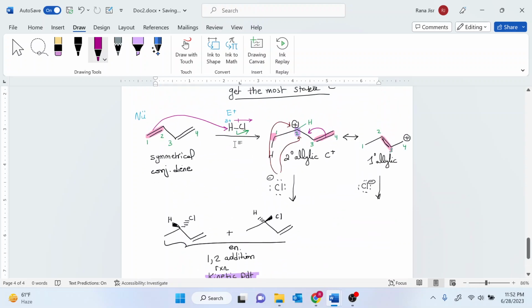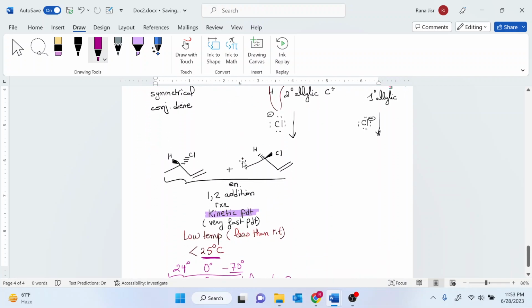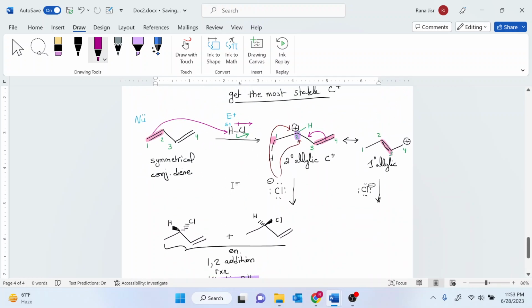What are the conditions of the reaction here? You're going to read the condition of the reaction underneath the arrow. If it says low temperature, then you're going to do the 1,2 product, and that is going to be the major product. Now, if it says a high temperature, it is going to favor the 1,4 addition.